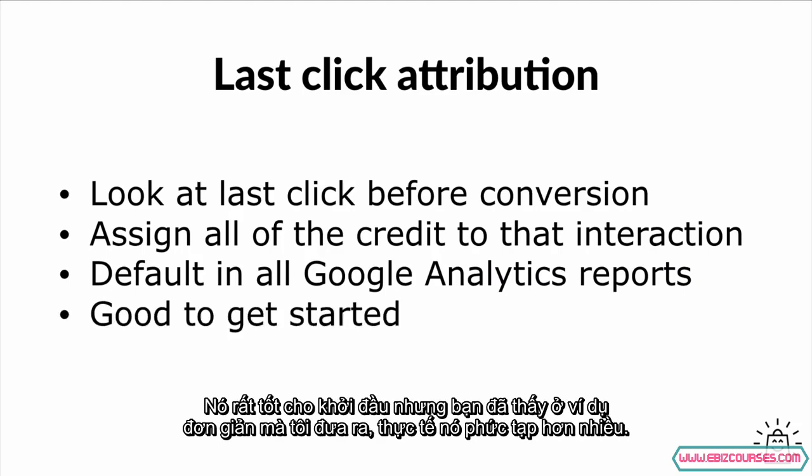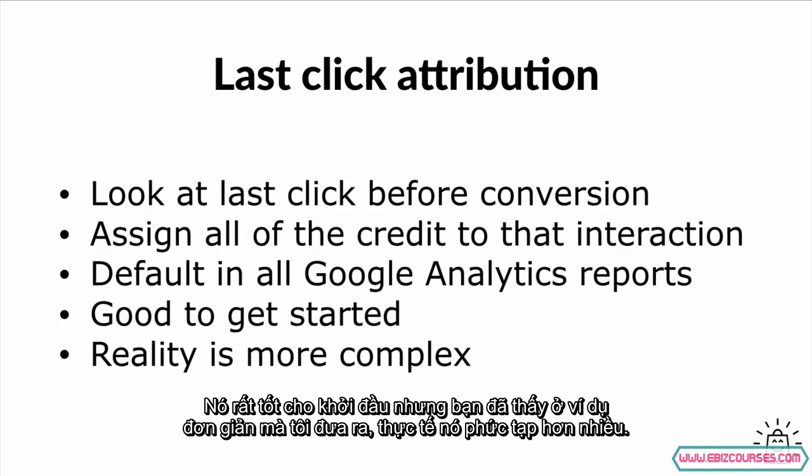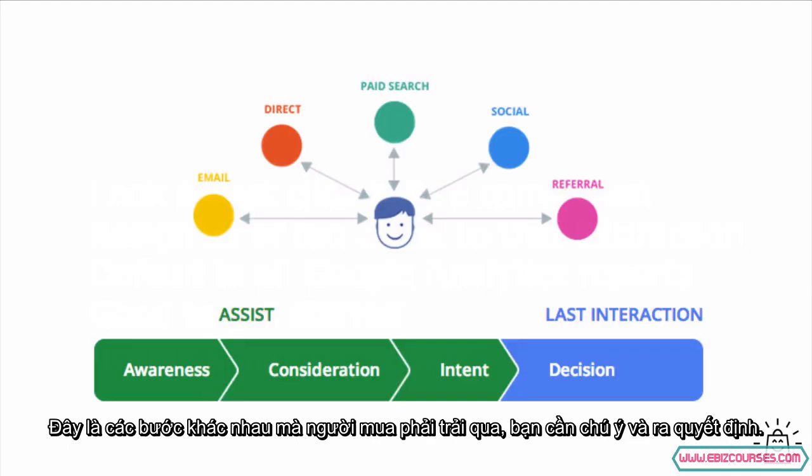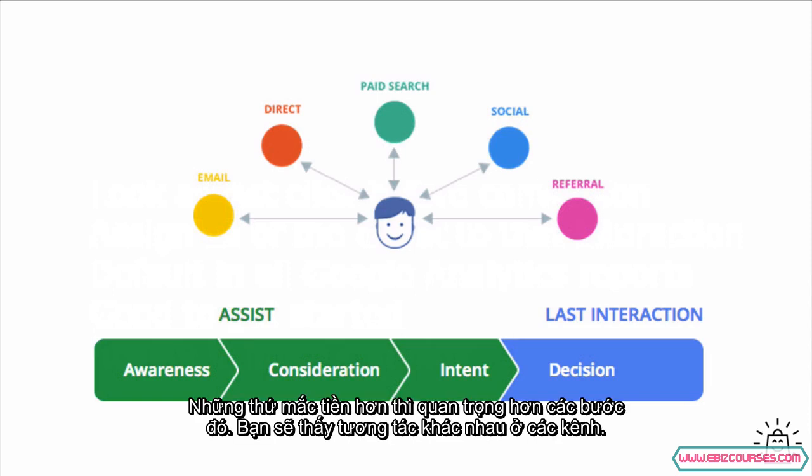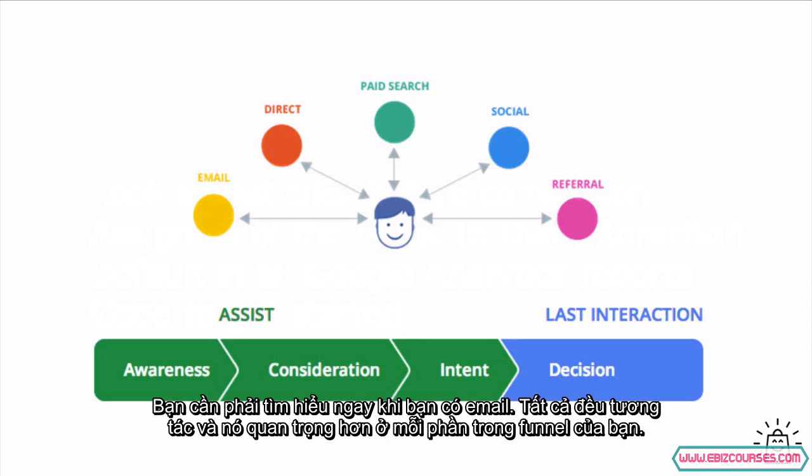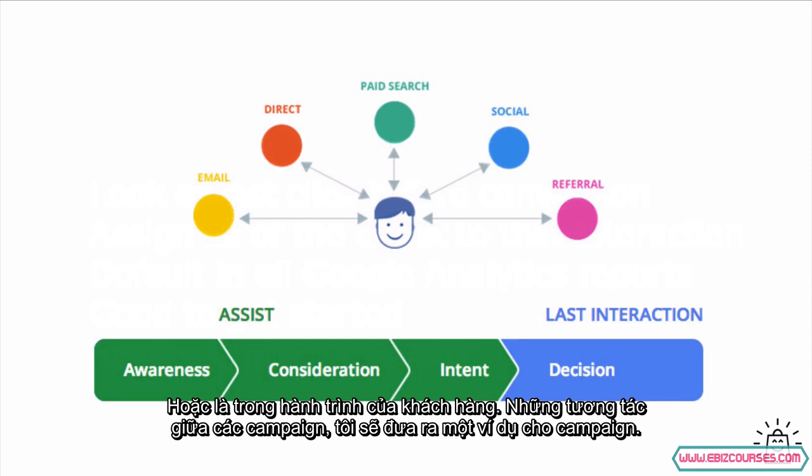And it's good to get started, but as you already see from this simple example that I gave, the reality is a lot more complex. So here you can see the different stages that a buyer goes through. So you have awareness, consideration, intent, and then the decision. And the higher priced the item is, probably the more important all of those stages become. And you can also see the interaction between the different channels. So you have paid search, you have referrals, you have direct traffic, email, social. They all interact, and they are more important at specific parts in your funnel or in the customer's buyer journey.